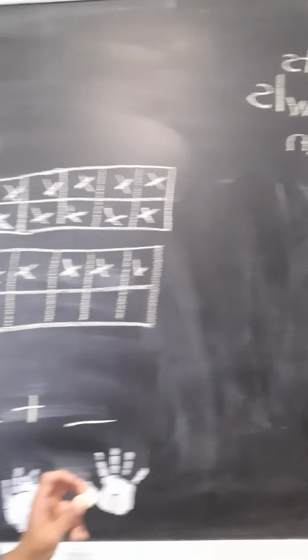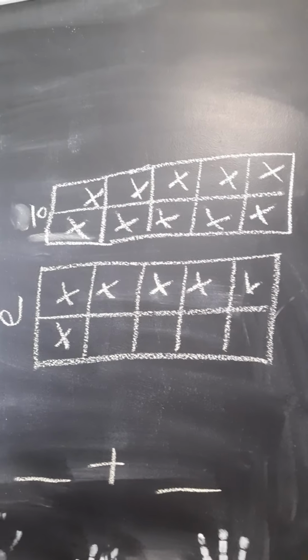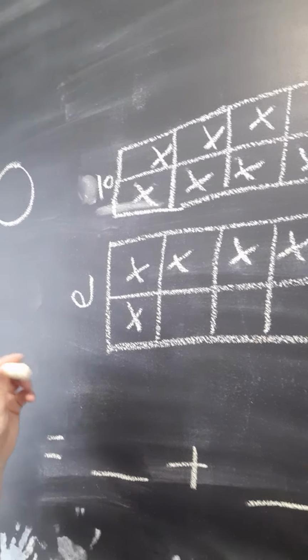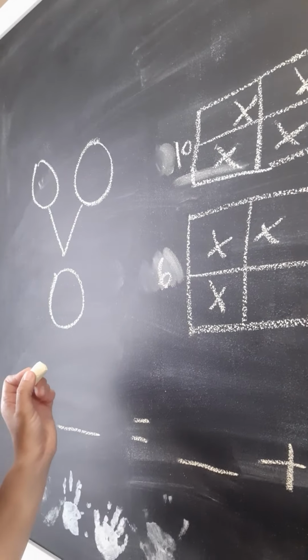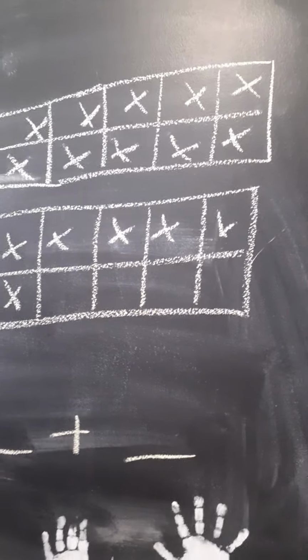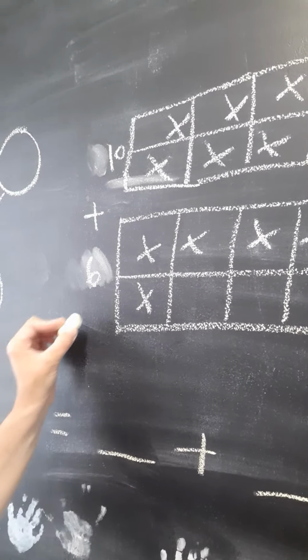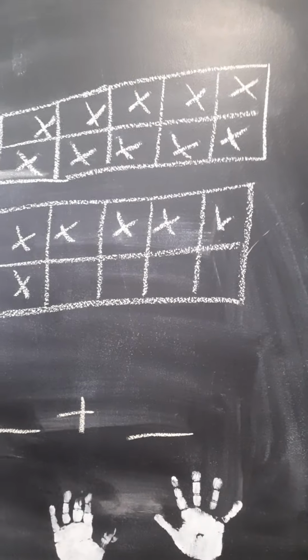So let's look at our 10 frame. Our first 10 frame is already filled in. We have 10 up here, and then we have 6 right here. And my numbers are showing up backwards for you guys. All right, so we have 10 and 6. 10 plus 6 equals 16. Okay? Do y'all see that?